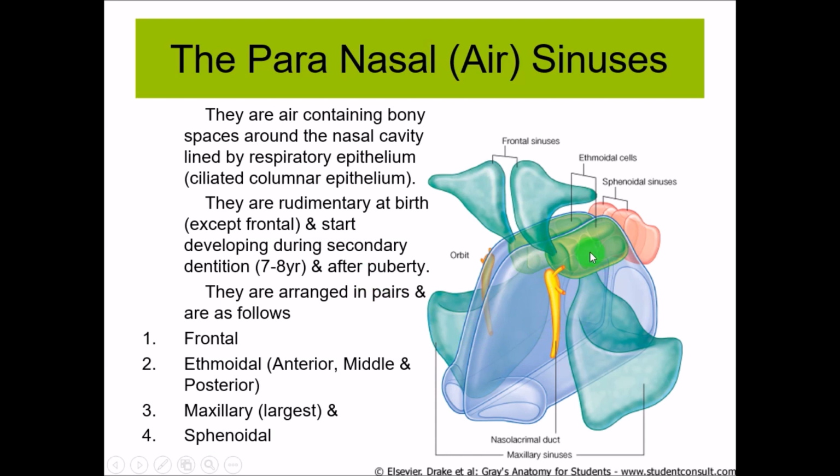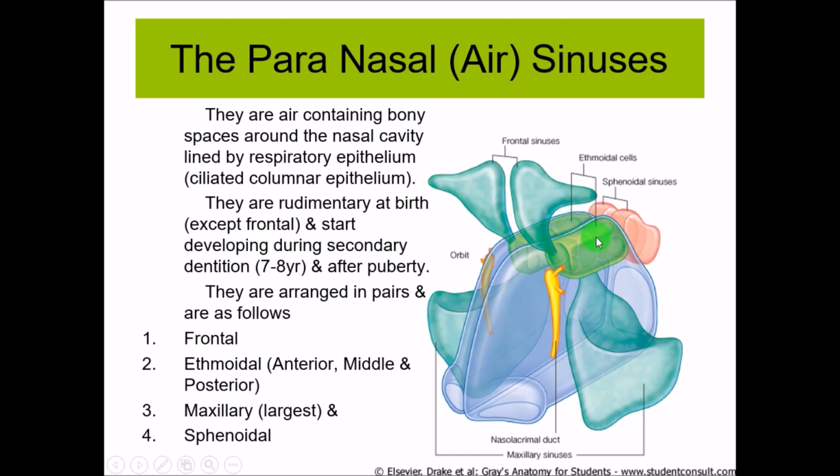So these are the air sinuses which have been shown. This is the nasal cavity. Around this nasal cavity there are air sinuses. They are arranged in pairs and they are of 4 types. The first one is the frontal air sinus, which is present in the frontal bone. These are the frontal air sinuses, so they are in pairs.